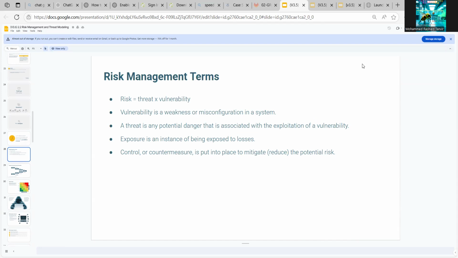Risk management terms: risk equals threat times vulnerability. A vulnerability is a weakness or misconfiguration in a system. A threat is any potential danger that is associated with the exploitation of a vulnerability. Exposure is an instance of being exposed to losses. Controls and countermeasures are put into place to mitigate the potential risks. This slide is very important for the Security Plus exam.